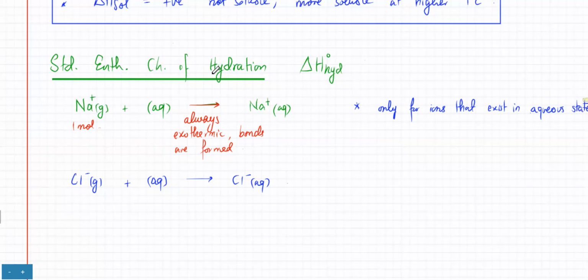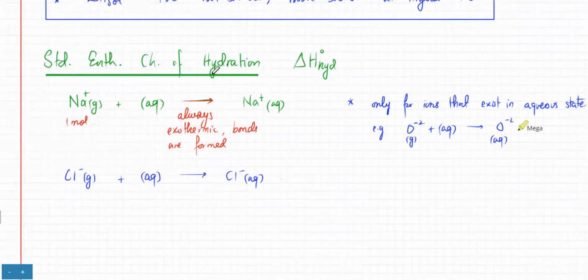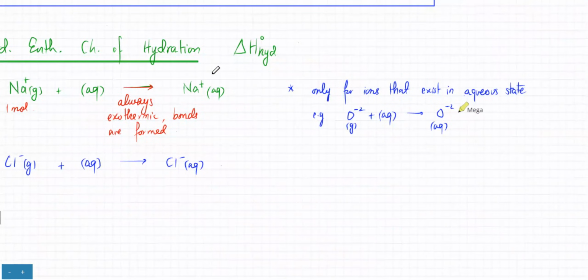For example, not all ions actually turn aqueous. For example, O2- gaseous ion, you mix it in water, it never actually turns into O2- aqueous ions. This particular reaction in reality never actually happens. Do you know why it doesn't happen? Any idea? Have you ever seen O2- aqueous?